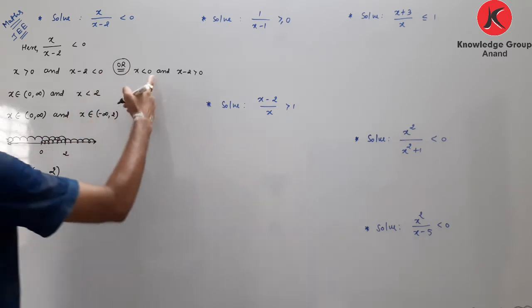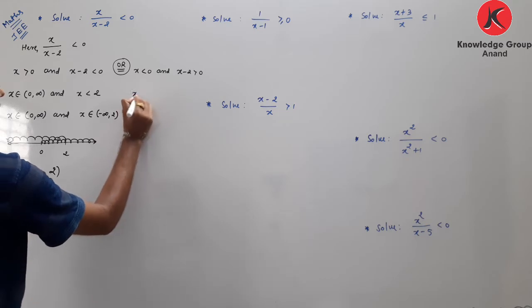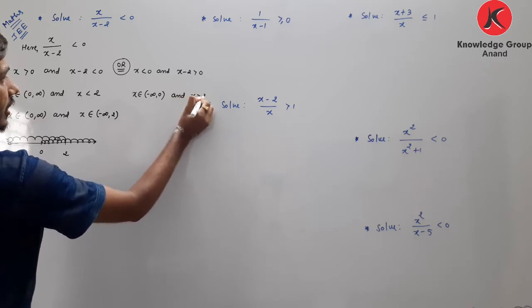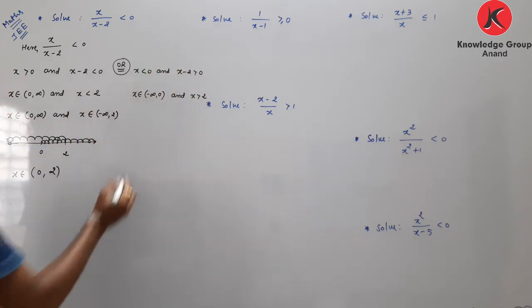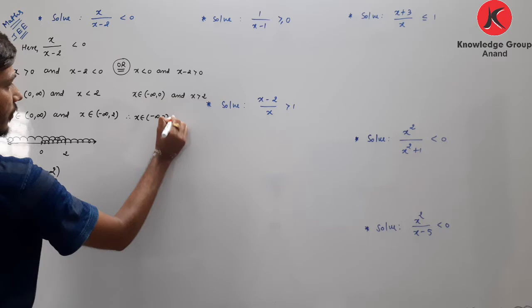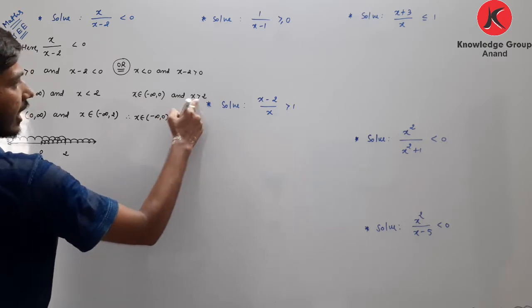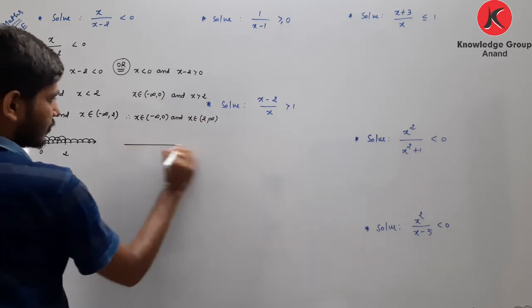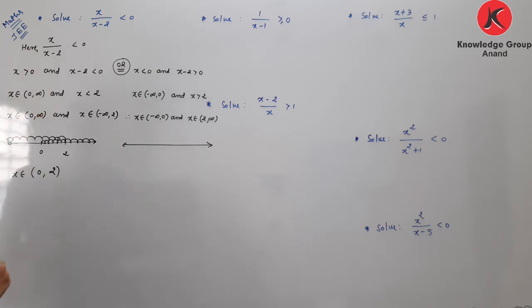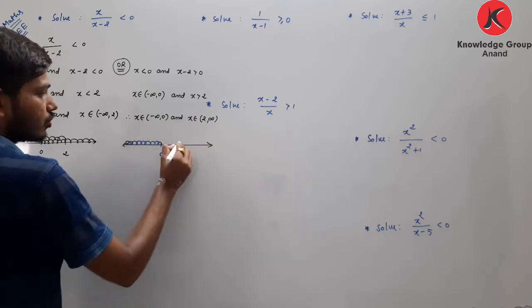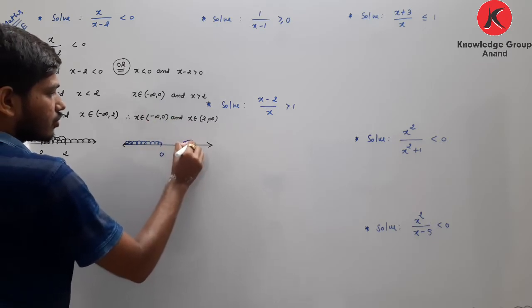Clear? Now see here, x less than 0, that means x belongs to minus infinity to 0, and x greater than 2 here. Therefore, we can see that x belongs to minus infinity to 0 and x belongs to x greater than 2, that means 2 to infinity. Here x lies between minus infinity to 0, these are the x, and 2 to infinity.